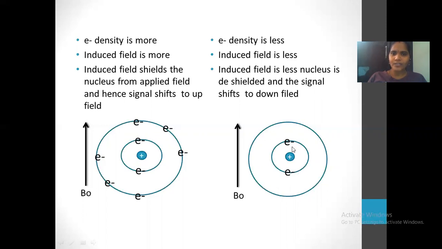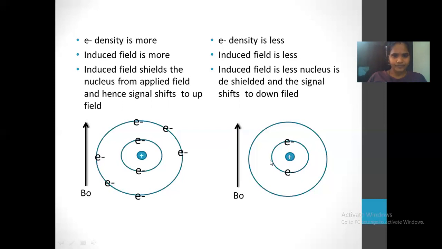And what happens to the signal? The signal here, as it is shielded, will move to a lower value of delta. What the delta scale is, we'll discuss now. So this signal will move towards a lower value of delta, whereas for the nucleus where the electron density is less, that peak will be observed at a higher value of delta.